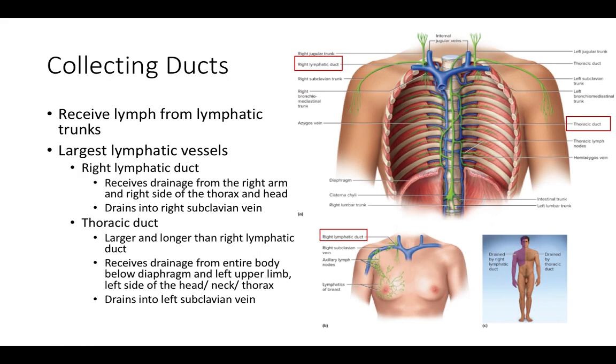The thoracic duct is much larger and much longer than the right lymphatic duct. So here's the thoracic duct. It runs right in front of the spinal column. And it's larger and longer because it basically collects drainage from all of the rest of the body. So everything below the diaphragm, and then also the left side of the head, neck, thoracic region, and arm. And that's going to drain into the left subclavian vein. So you see it comes up like this and then drains right here. So this deposits into here. Okay, so that's your thoracic duct.